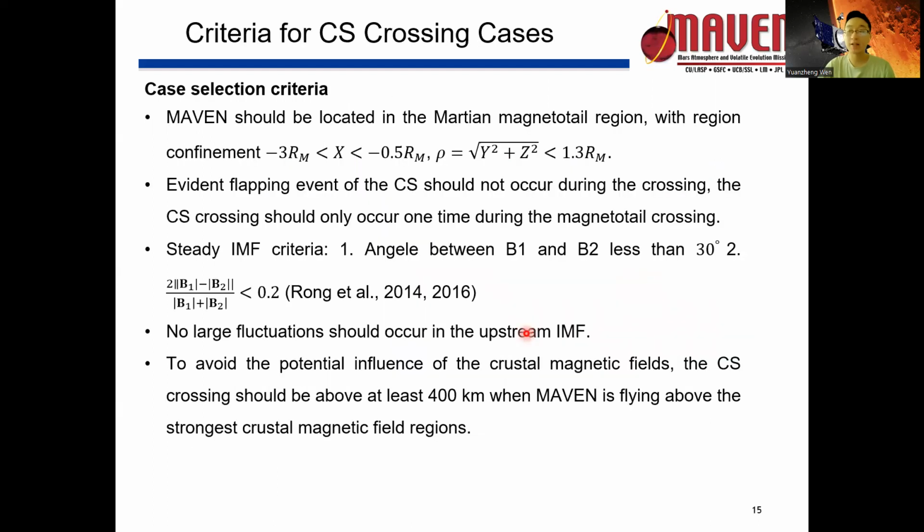And we have selected the current sheet crossing cases in the magnetotail based on some criteria. First, we do not want to see flapping events in a current sheet during the crossing, and the current sheet crossing should occur only once during the magnetotail crossing. We also use the same steady RMF criteria, and we do not want to see large fluctuations in upstream RMF. And to avoid potential influence from the crustal magnetic fields, we want MAVEN to be flying above 400 kilometers when it's flying over the crustal magnetic field region.